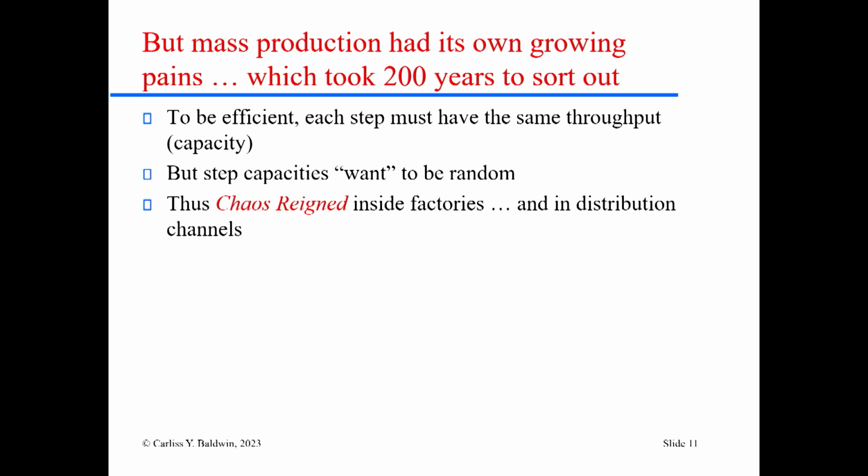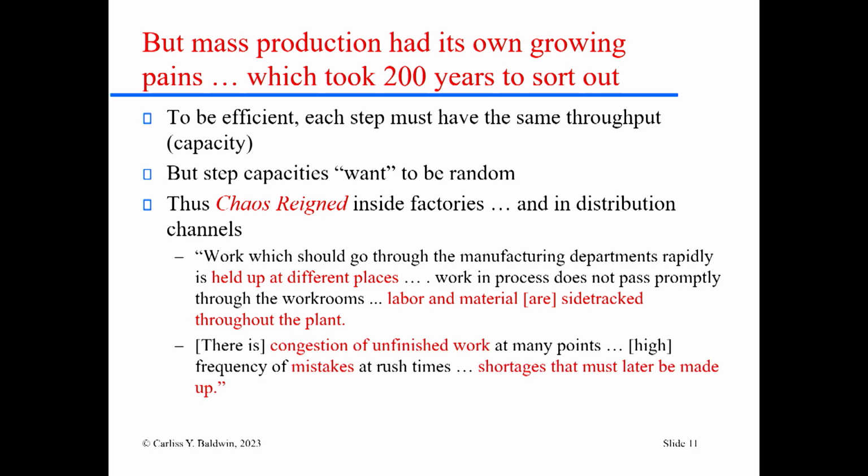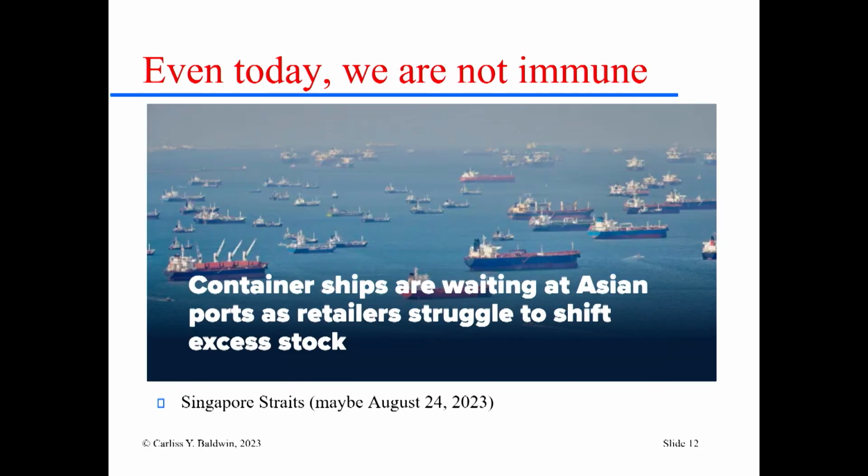So chaos reigned inside these factories and in the distribution channels. Stuff built up. Work which should go through the departments rapidly gets held up at different places. If you see pictures of the late 19th century, you'll see a lot of junk piled up at different places in the factory because of bottlenecks. Congestion of unfinished works, high frequency of mistakes at rush times, shortages that must later be made up.